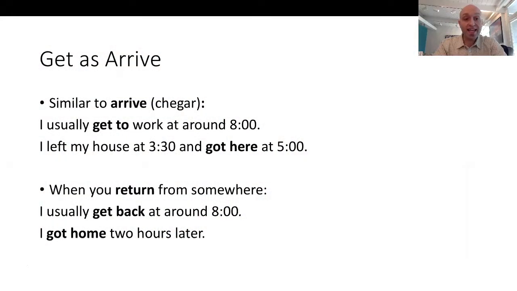Another way we use get is similar to arrive. I usually get to work at around 8. It's good to get to the airport a couple hours before your flight to make sure you have enough time. I left my house at 3:30 and got here at 5 o'clock. We also use get when returning from somewhere. I usually get back at around 8. I got home 2 hours later.